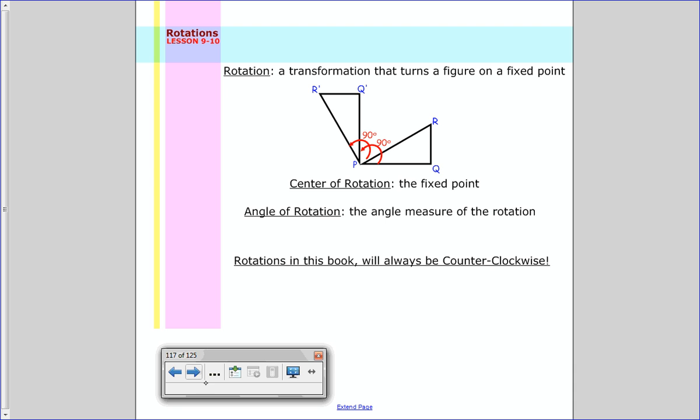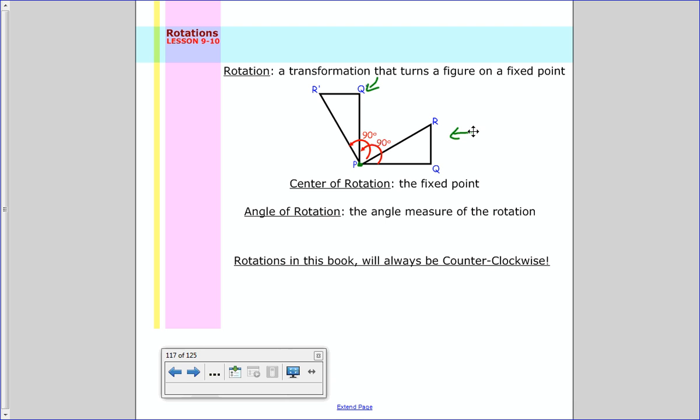All right. So when we talk about rotation, that's the last type of transformation that we're going to talk about. And this is one that actually turns the figure on a fixed point. So here, I have two triangles, and they're rotated on the point P. That is considered the center of rotation. So P is a fixed point or center of rotation in this one.